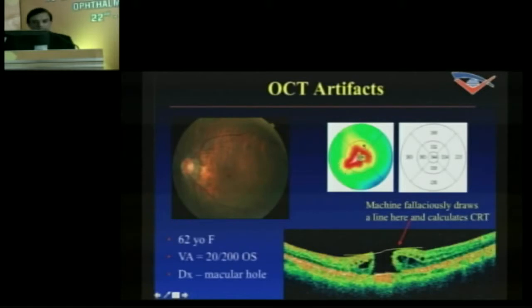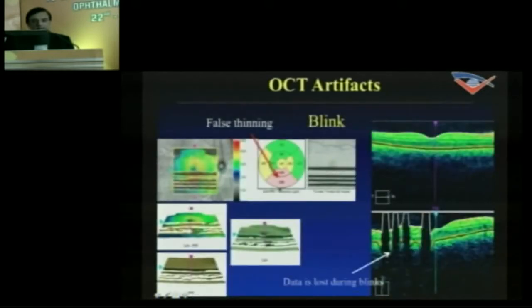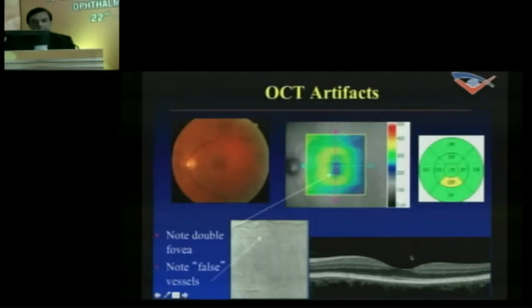So this is a fallacious OCT artifact. Then you have an artifact if the patient has blinked. This is known as signal loss, and this is because of blinking, and you have a false appearance of thinning of the retina.